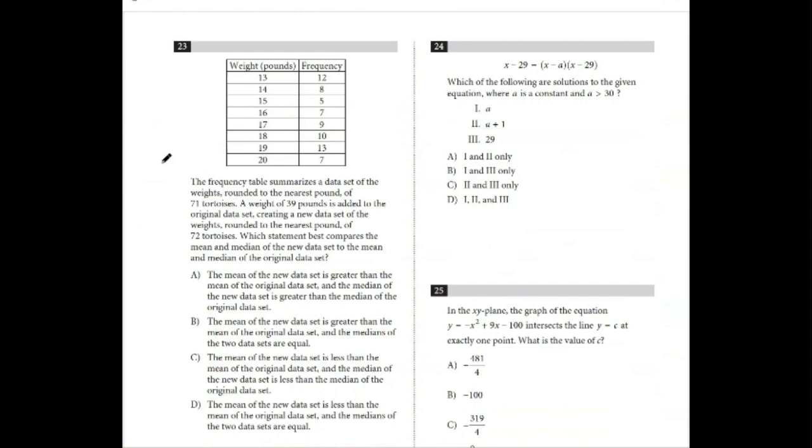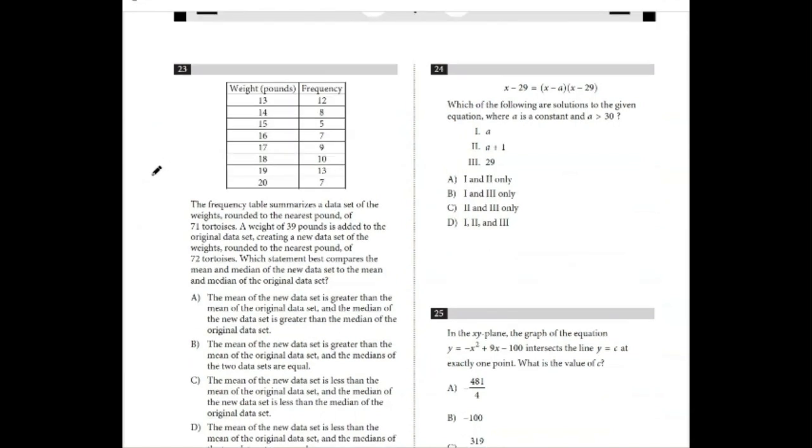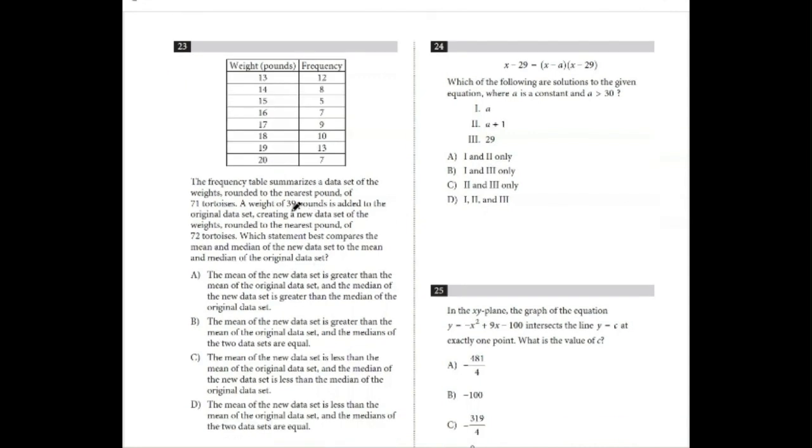Okay, question 23. The frequency table summarizes a data set of weights, rounded to the nearest pound, of 71 tortoises. A weight of 39 pounds is added to the original data set, creating a new data set of weights, rounded to the nearest pound, of 72 tortoises. Which statement best compares the mean and the median of the new data set to the mean and median of the original data set? Since 39 is greater than all of the values here, my median will not change. So the median is equal.